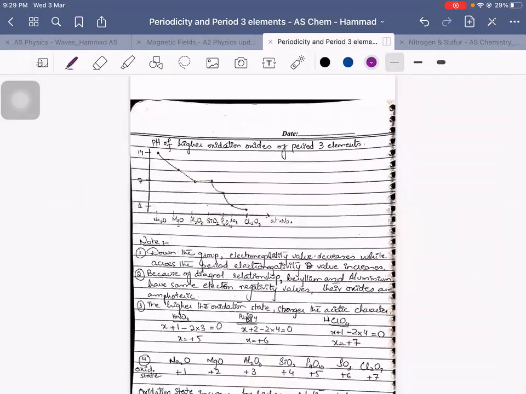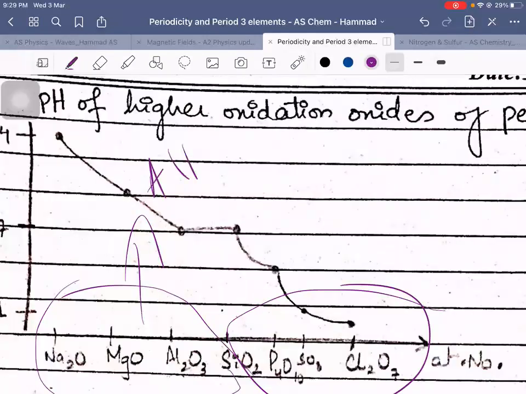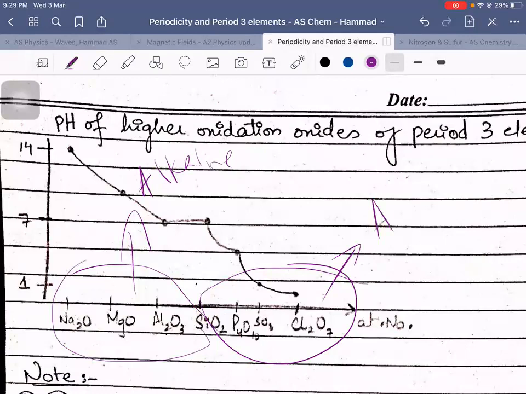pH of higher oxidation state. I told you that all the metallic oxides would produce an alkaline oxide, whereas the non-metallic ones produce acidic oxides.